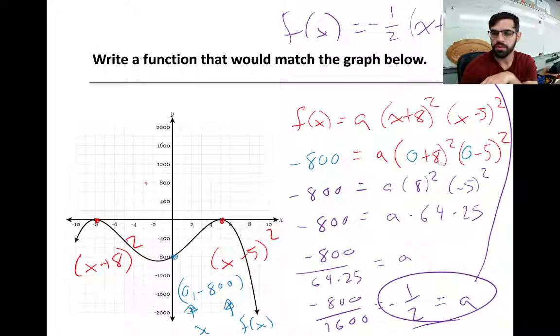So if we plug in 0 for x, we get 8 squared and -5 squared. It's going to be a times 64 times 25. And then we just solve for a and simplify our fraction. We get an a value of -1/2. So the function is going to have that a value, -1/2, times our factors with a multiplicity of 2 each. So that would be the final function right there in purple at the top.